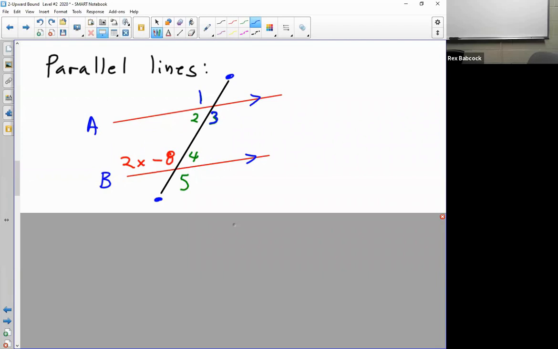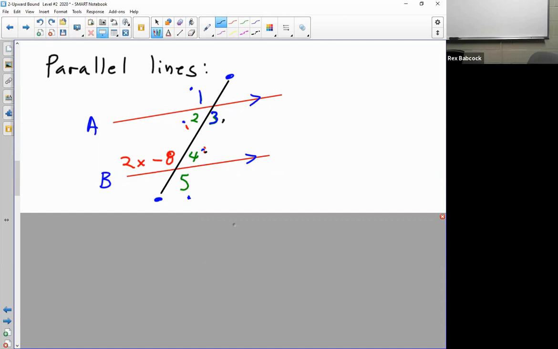2 and 4, those are alternate interior angles. They alternate on the transversal, and they're both on the interior of the lines that are parallel. Names for 1 and 5, those are alternate exterior angles. 3 and 4, those are same side. Notice they're on the same side interior angles.